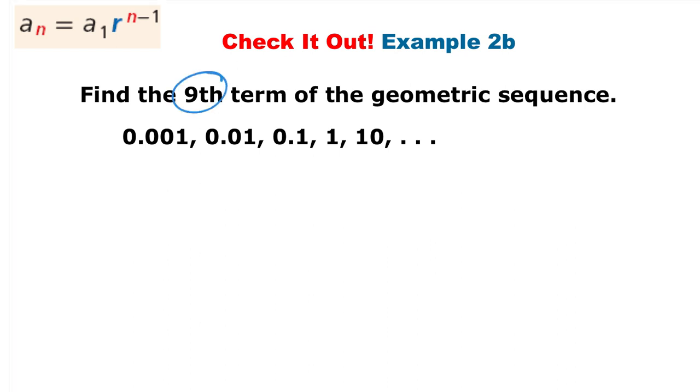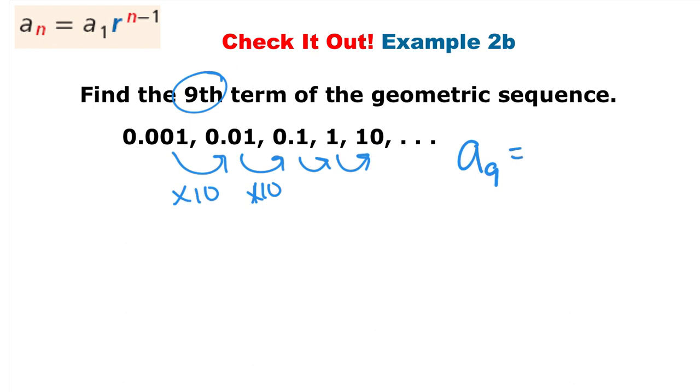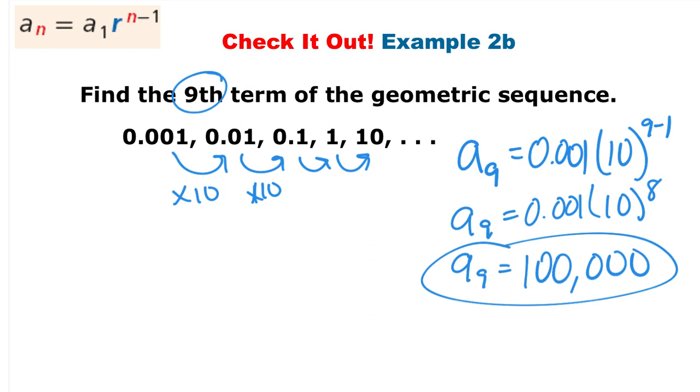Now we're going to find the 9th term of this sequence, and I'm noticing here that with each term we are multiplying by 10. So that's going to be our common factor. So I go to fill in my general formula here, and I know I'm going to be finding the 9th term. So a sub 9 is going to equal my first term, which is 1/1000th, times my common ratio, which is 10 to the 9 minus 1 power. And after working this one through and simplifying, we get a sub 9 to be 100,000.